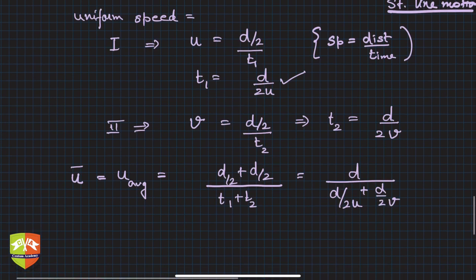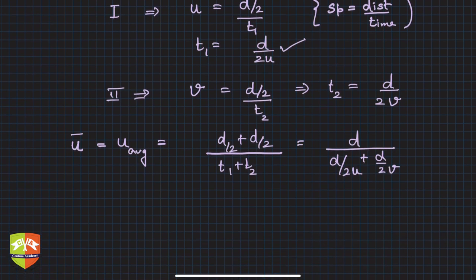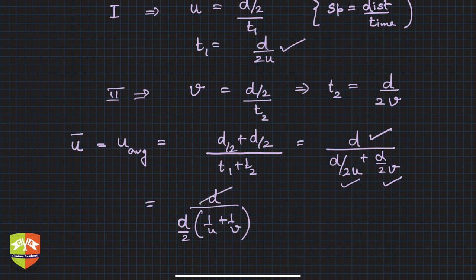Correct. So now only mathematics is left. I hope you understood. Total distance is d. t1 is this one. t2 is this one. And you now need to simplify it. So if you see, this can be written as d upon, and d common in the denominator, d by 2 rather, and 1 by u plus 1 by v. I hope the mathematics part is clear to you. So this d and this d will go. So what will happen? This 2 will just go up in the numerator. So hence it becomes 2 divided by 1 by u plus 1 by v.